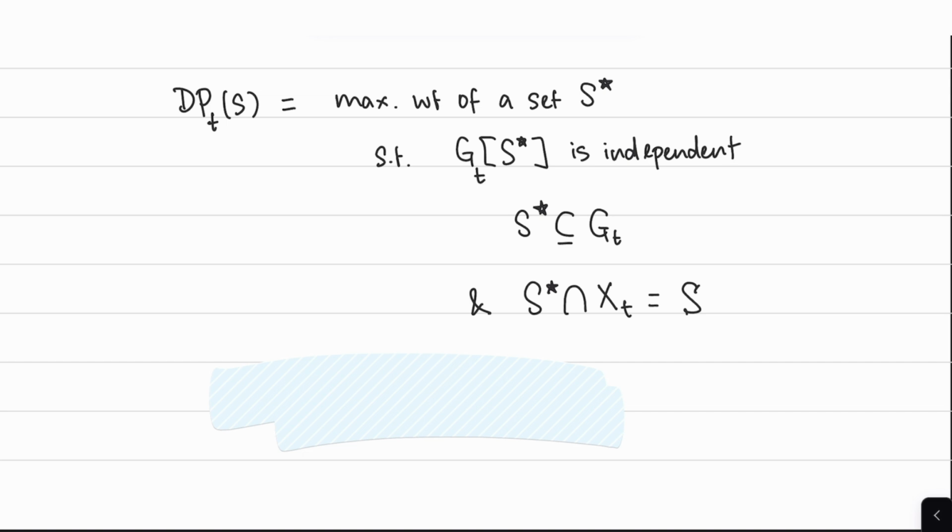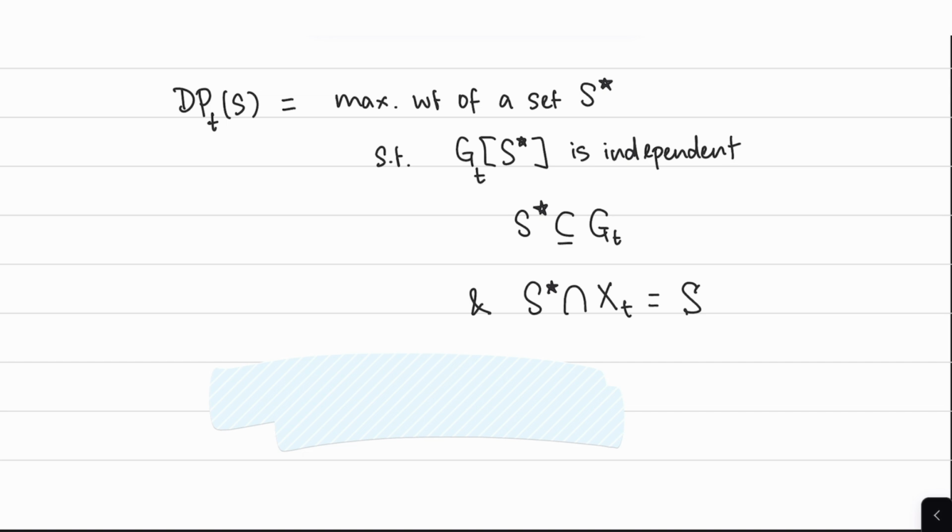So once again, at a node T, dp of S stores the maximum weight of an independent set in the subgraph Gt, under the constraint that when we look at this independent set S star, its intersection with Xt is exactly S. That is the constraint, and these are our subproblems. This is basically the semantics of our DP table. So we are going to get to the recurrence in just a moment, but let's validate that we do get the final answer from this DP table.